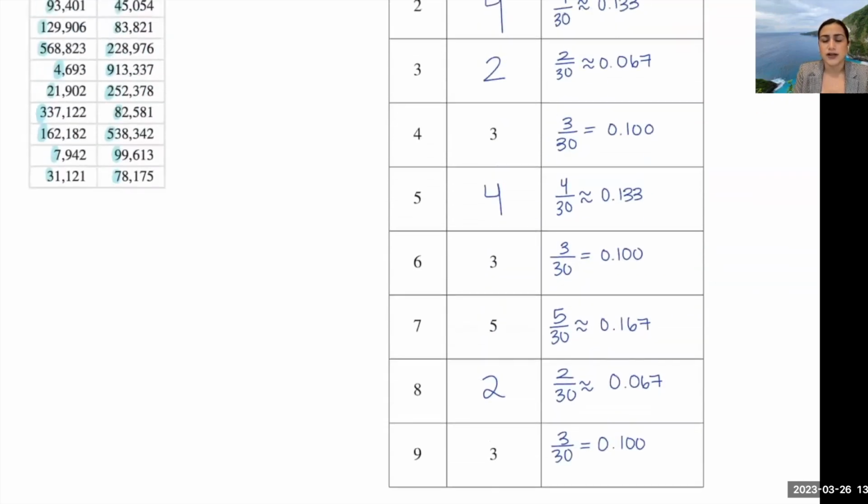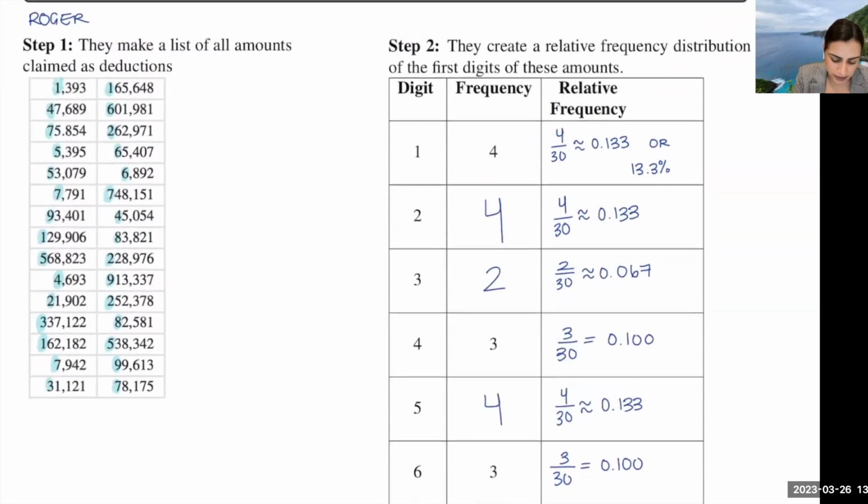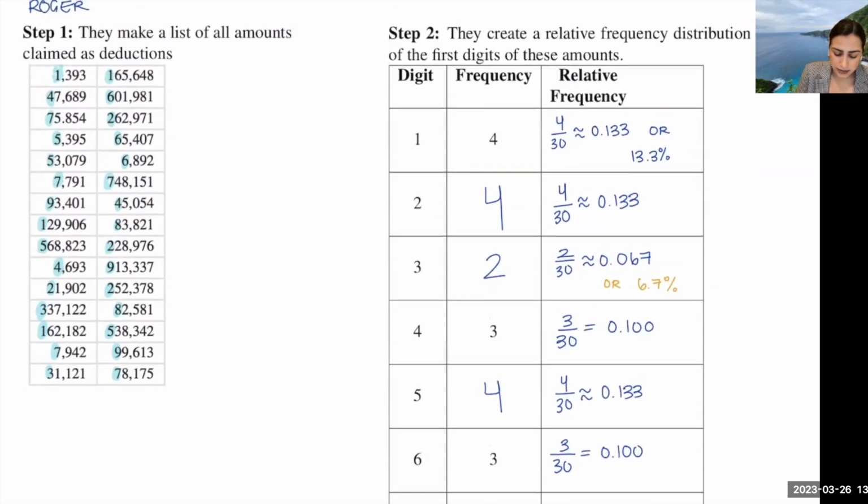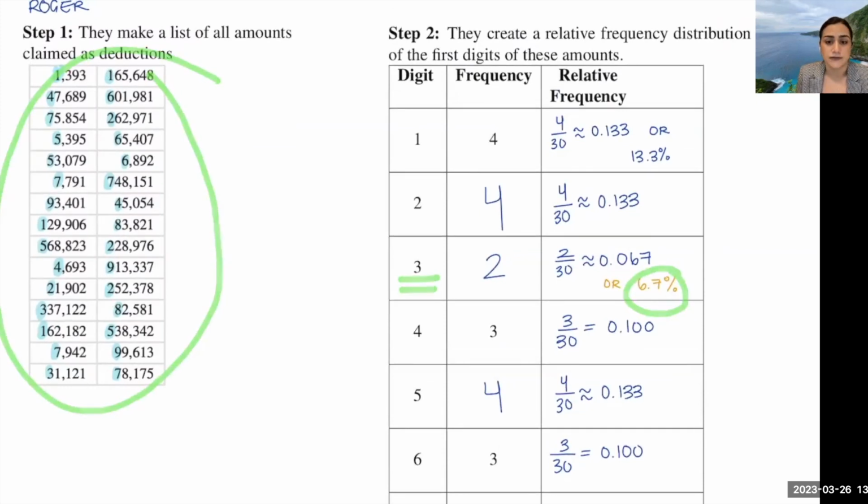All right, so I want to make sure that you understand what these relative frequencies mean. So again, this value tells you that 13.3% of my amounts start with the 1. Okay, this value here tells me that if we write this as a percent, let me go ahead and write that as a percent, 6.7%. So this value here tells me that 6.7% of my data values start with a digit of 3.